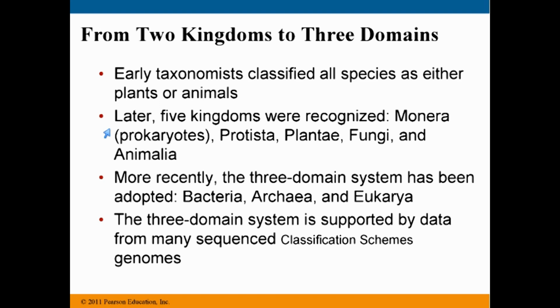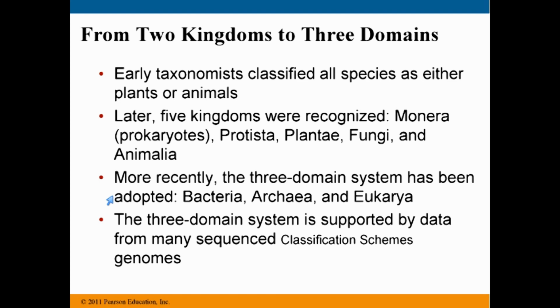So when I was going through college, I learned 5 kingdoms: Monera, Protista, Plantae, Fungi, and Animalia. So Monera was the prokaryotes. Protista, as we've recently learned, has been broken up into many different groupings now. The plants, the fungi, and the animals. Now we've got the 3 domain system. So we've made a classification that's above the kingdom level to include the bacteria, the archaea, the eukarya.